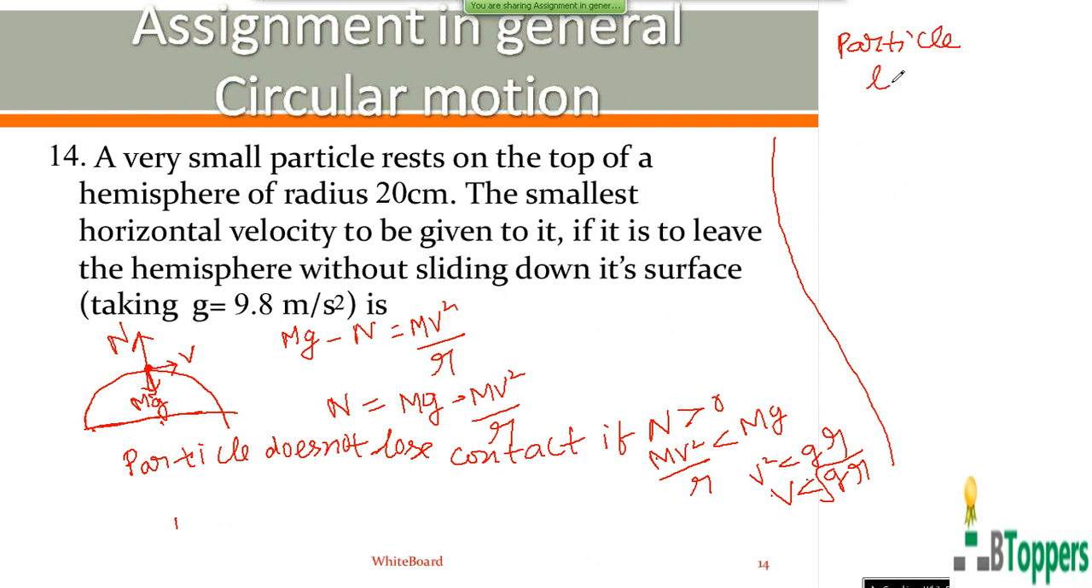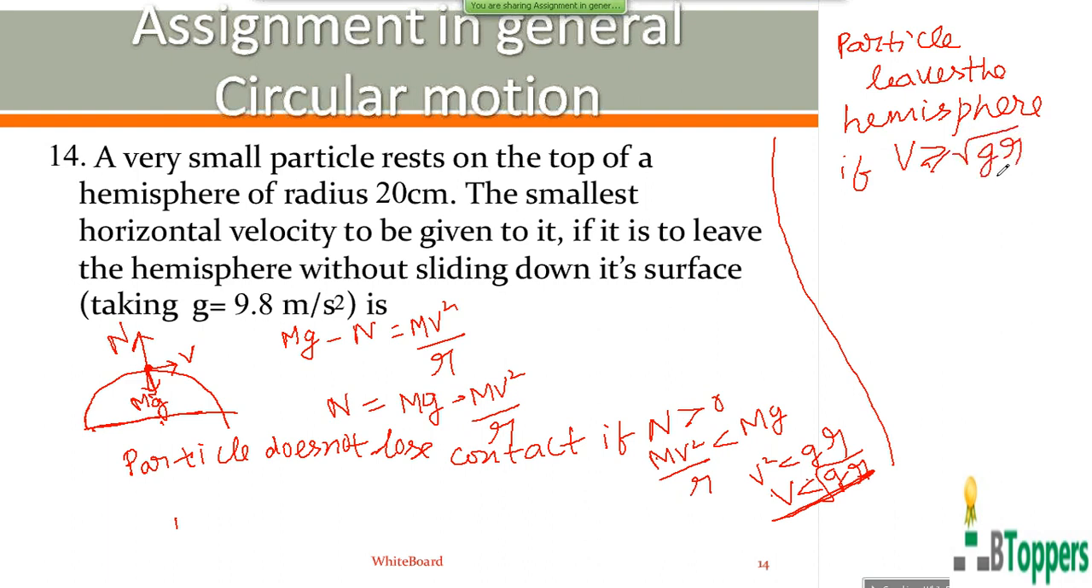The particle leaves the hemisphere, that means loses contact, if the above condition is not satisfied. If this condition is not satisfied, that means if v is greater than or equal to root gr, the particle leaves the hemisphere without sliding down it. So the minimum value of the horizontal velocity to be given to the particle, for the particle to leave the hemisphere without sliding down its surface, is root gr.